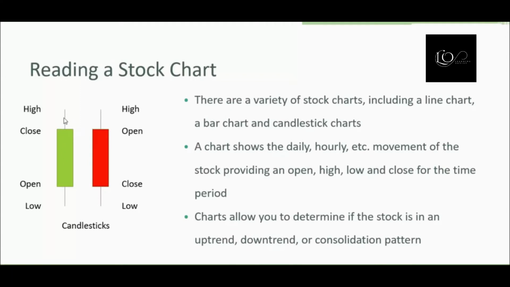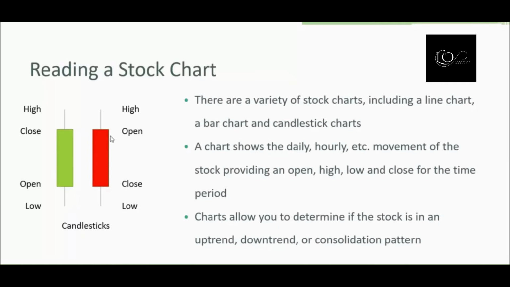So for our green candlestick, the top point of the wick is the high price for the stock during that time period. And for this example, I'll use a daily time period. So this is the high price for the day. The high part of the green body is where the stock closed for the day. The low part of the green body is where the stock opened on the day. And then the low part of the wick beneath the body is the low for the day.